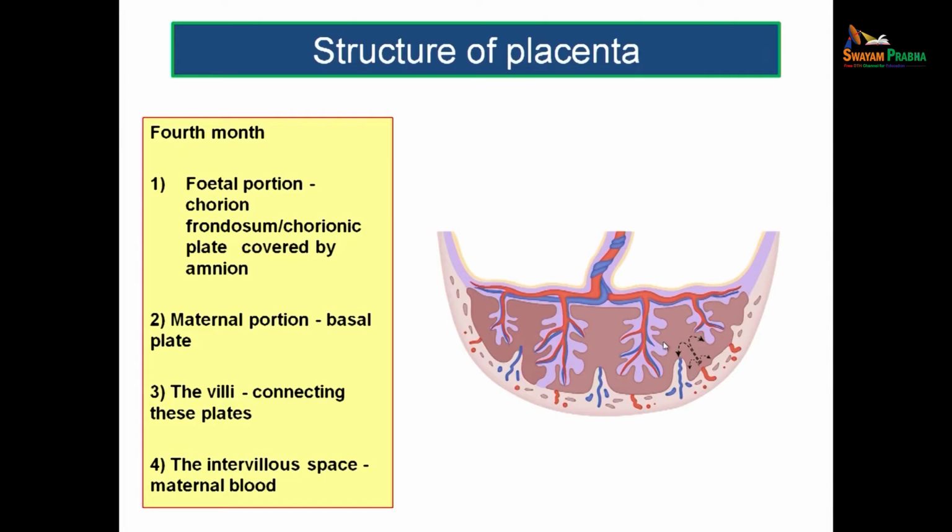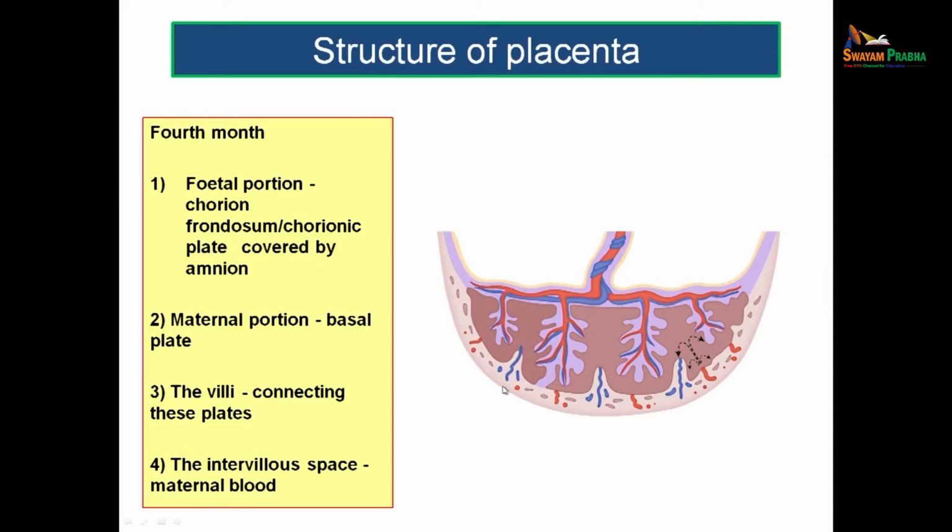When you think about the placenta, you should think about the surface of the placenta facing the fetus, the surface facing the mother, and the structures passing through the placenta. Once again, the structure facing the fetus is called the chorionic plate, which is covered by the amnion. The structure related to the mother is called the basal plate. The structures traversing the placenta from mother to fetus and vice versa are the villi, and the spaces between the villi are called the intervillous space, which will be filled with maternal blood.